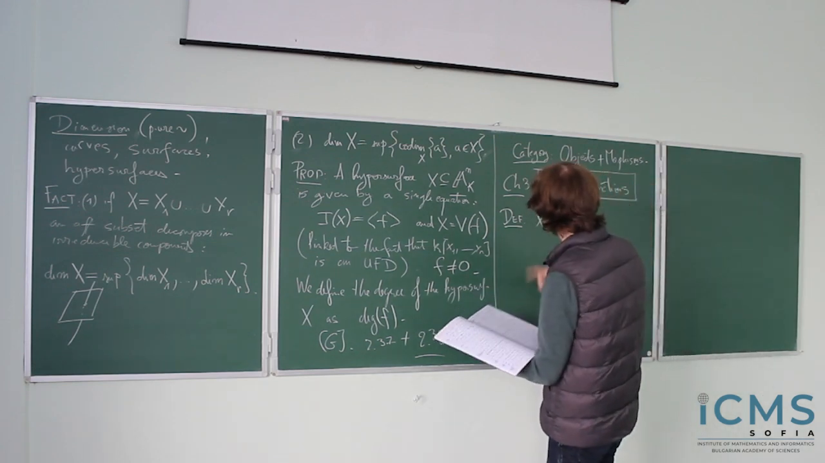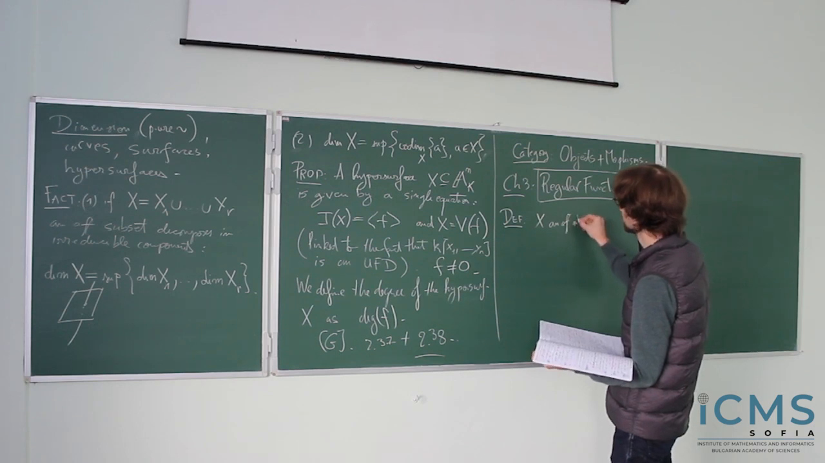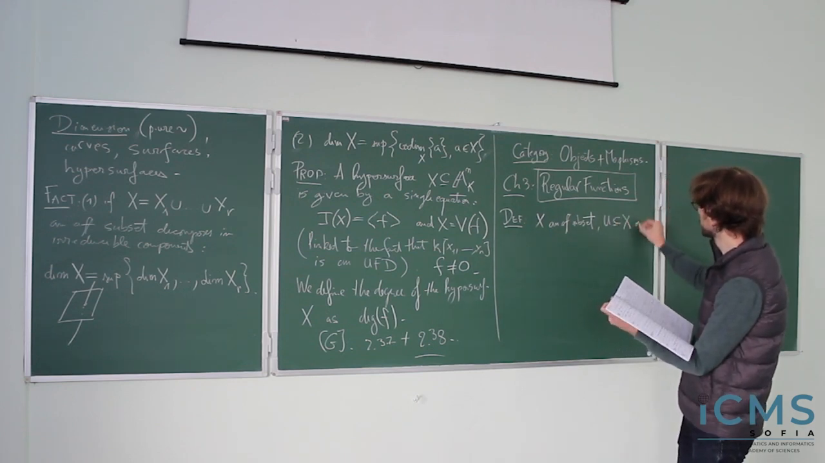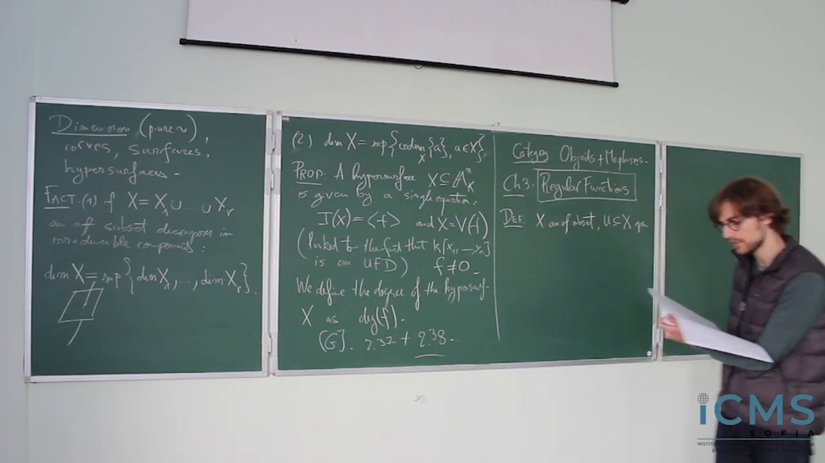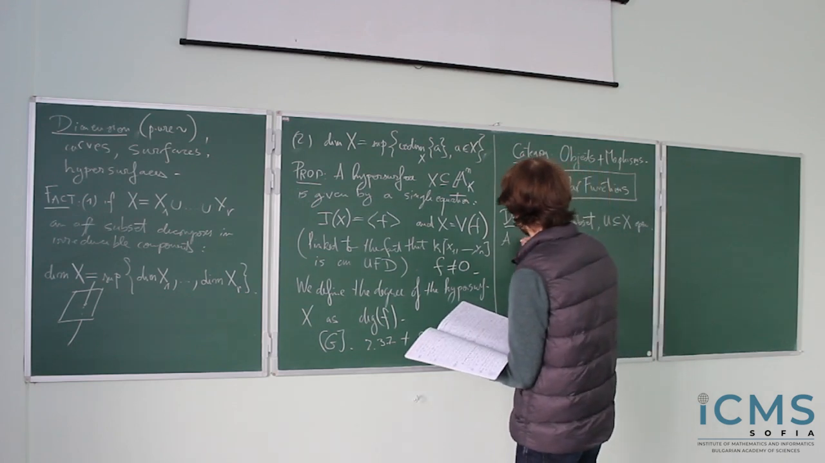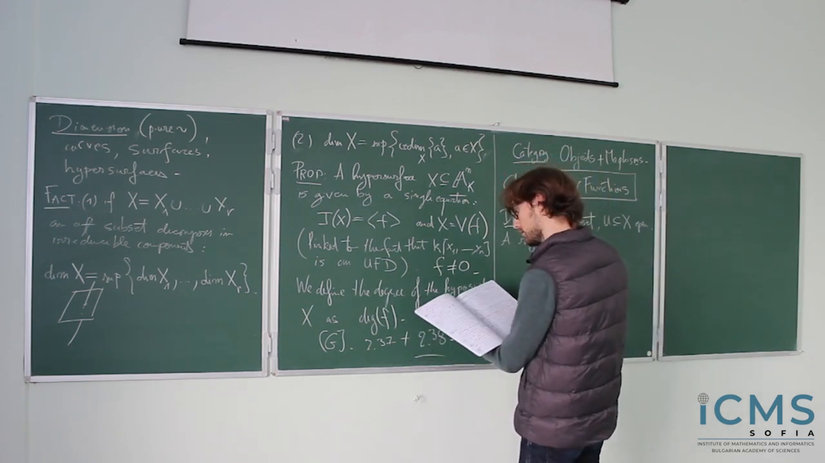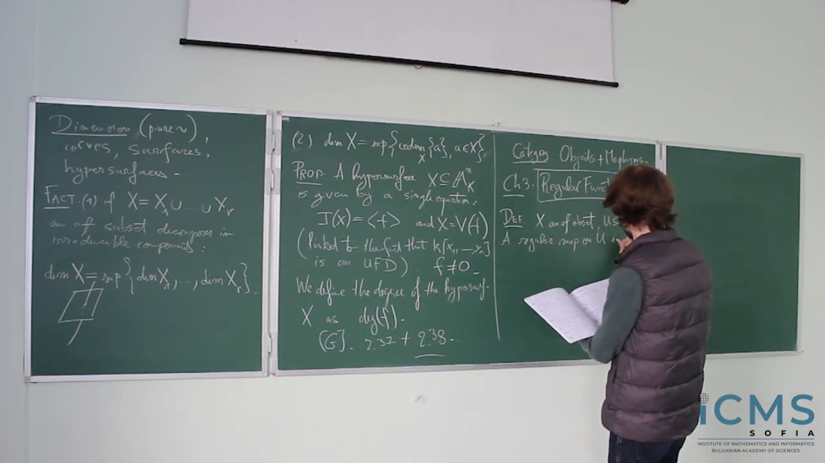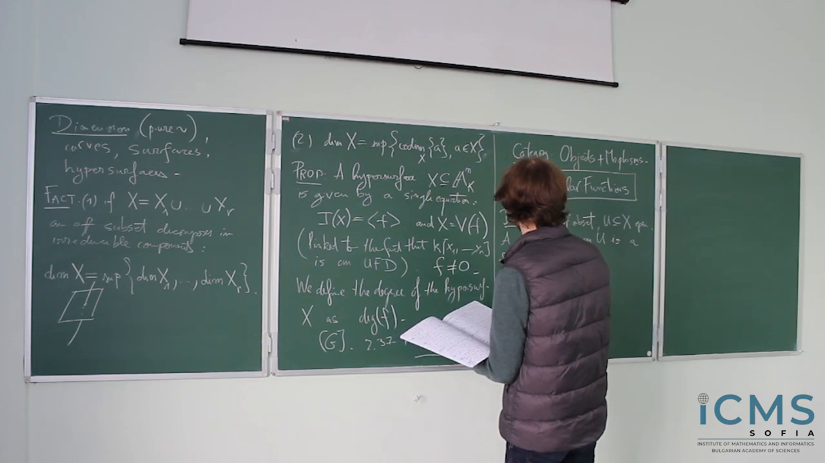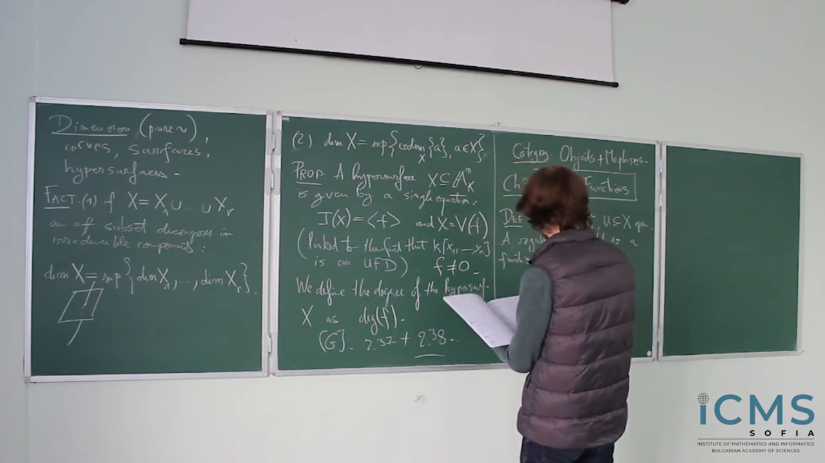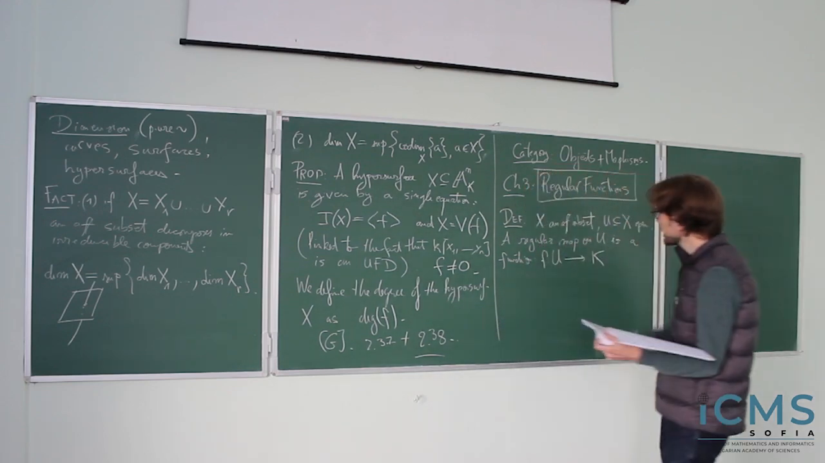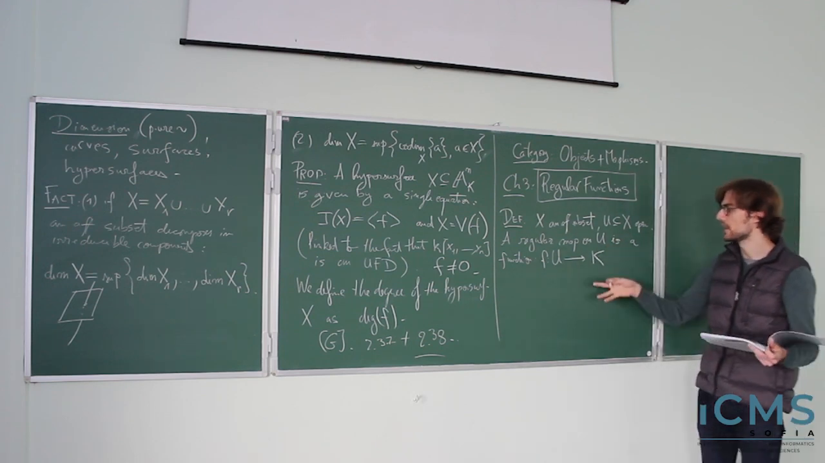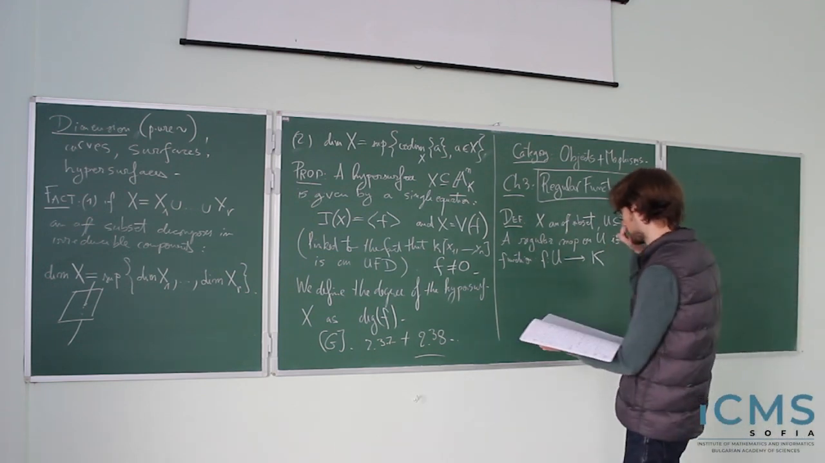So let's take X, an affine subset, and U, an open subset of this same affine subset. A regular function on U is a function F from U to K. K, remember, is still our base field, algebraically closed. So whenever you have a doubt, think of K as being C, just for intuition's sake.